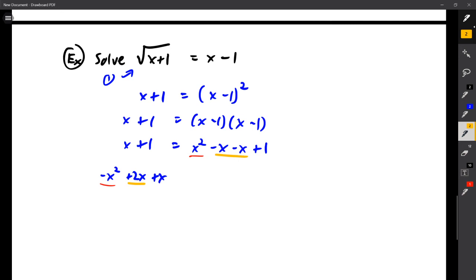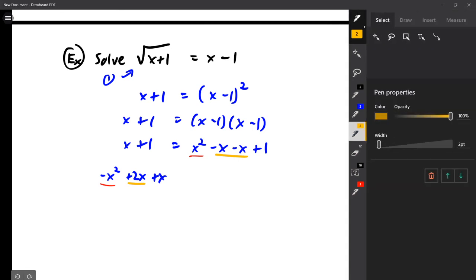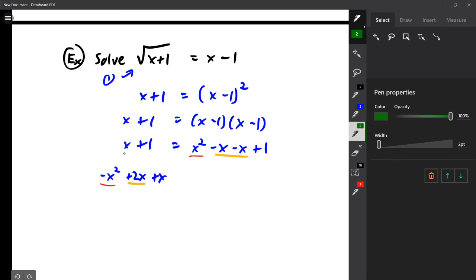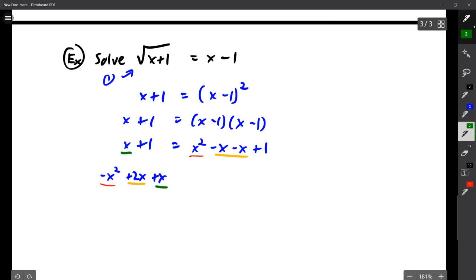yeah, I can add another color here. So that was yellow. Let me go green here. That stayed as that, right? But then check it out. When I do this one here, that becomes a minus 1, and I still have this plus 1 hanging out, equals 0.